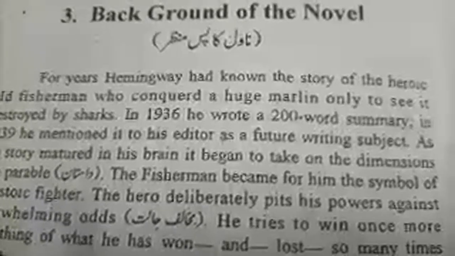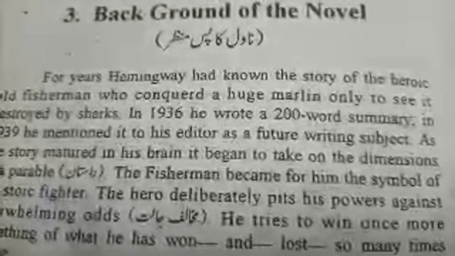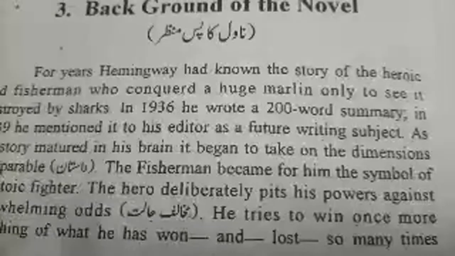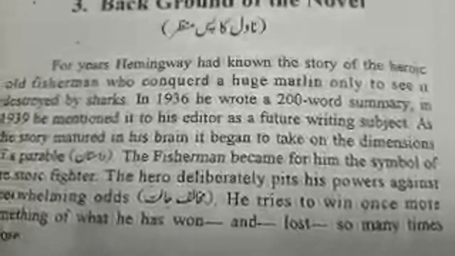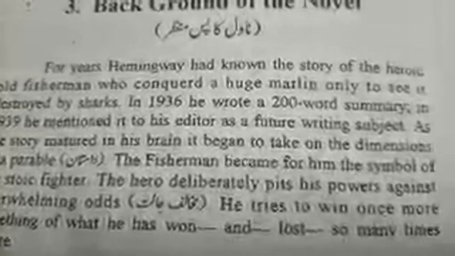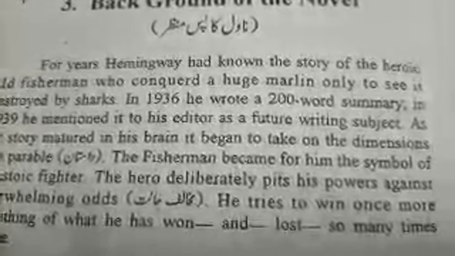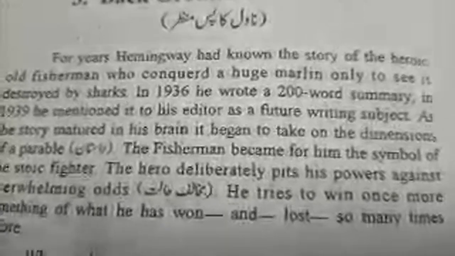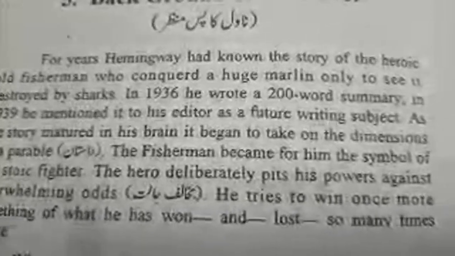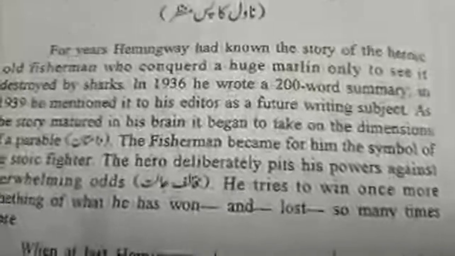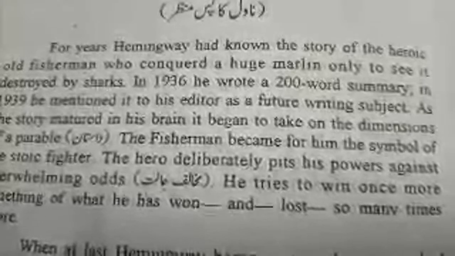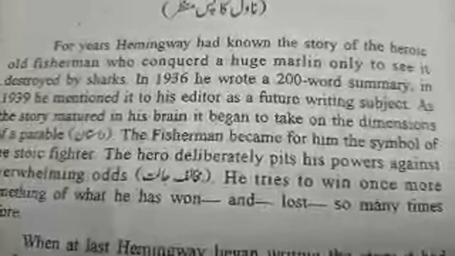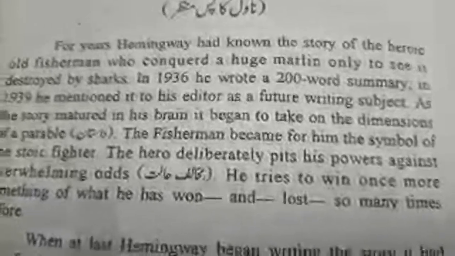We are talking about Ernest Hemingway. For years, this is the starting of your question: For years, Hemingway had known the story of the heroic old fisherman who conquered a huge marlin only to see it destroyed by sharks in 1936. He wrote a 200-word summary in 1939. In 1939, he mentioned it to his editor as a future writing subject.